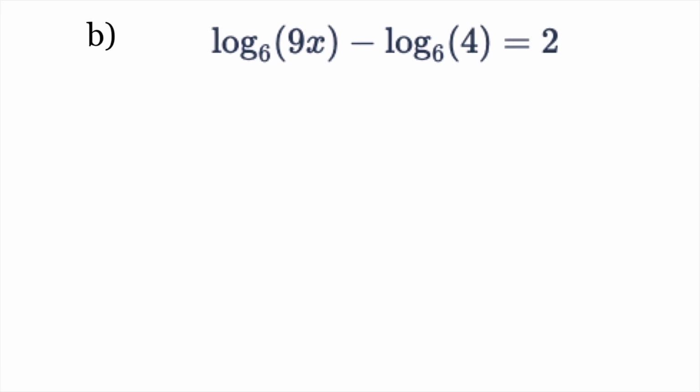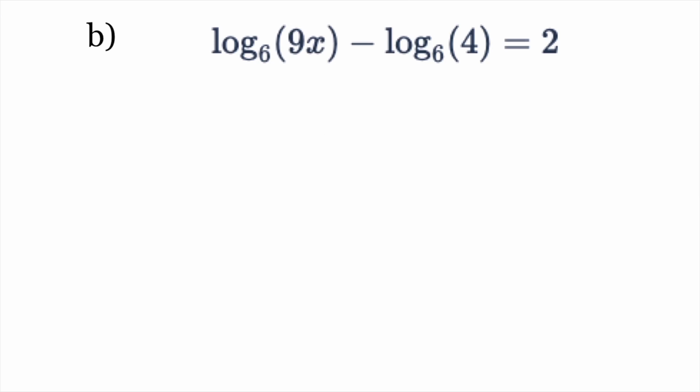Okay, so letter B. Okay, so now looking at this, first step. First step is the same. It's a log equation. So let's condense it. So if we're going to condense it, what property are we going to use? Division or quotient property, right? Division or quotient property. So let's do that.